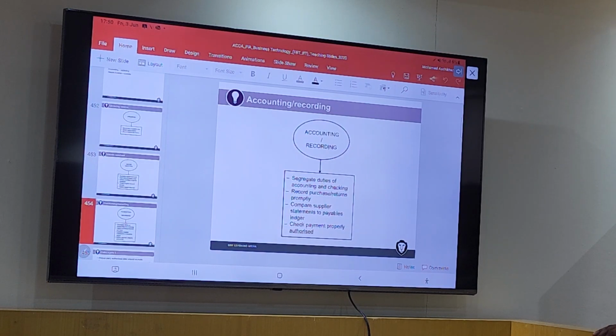Accounting and recording. Segregate duties of accounting and checking. Record purchases or returns and comply. Compare supplier statement to payables ledger. Check payment is properly authorized.